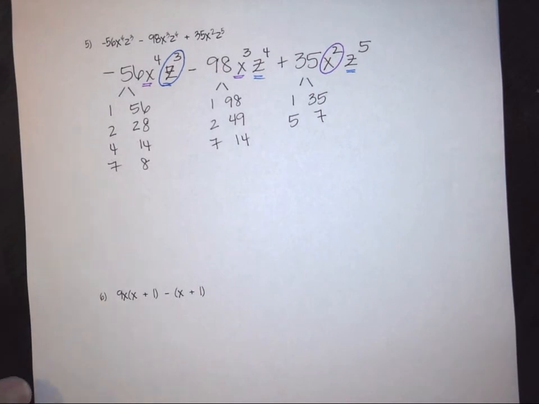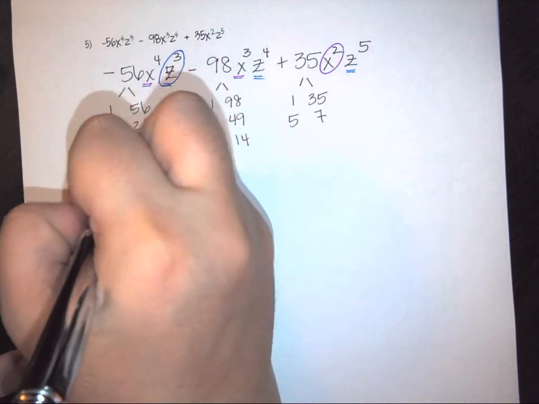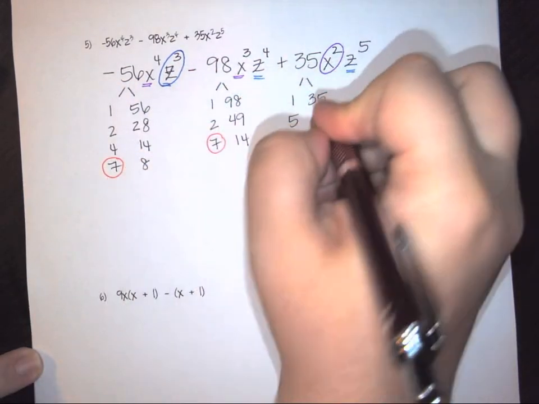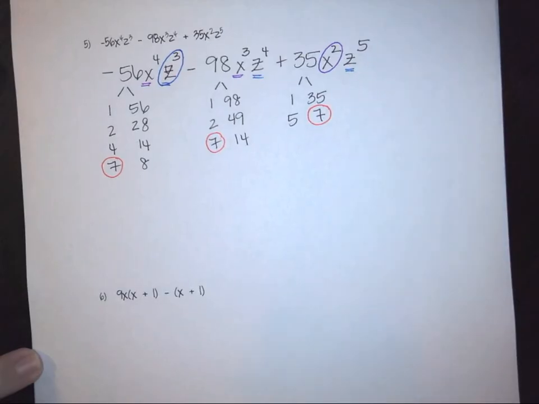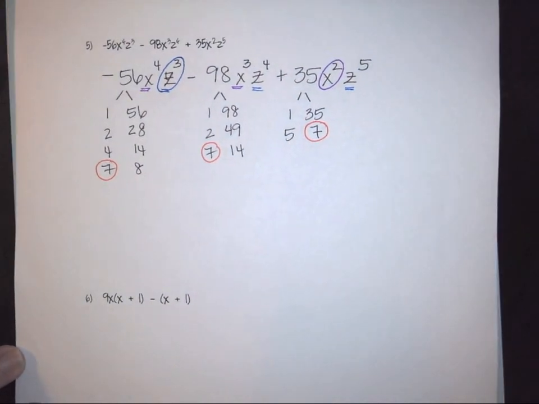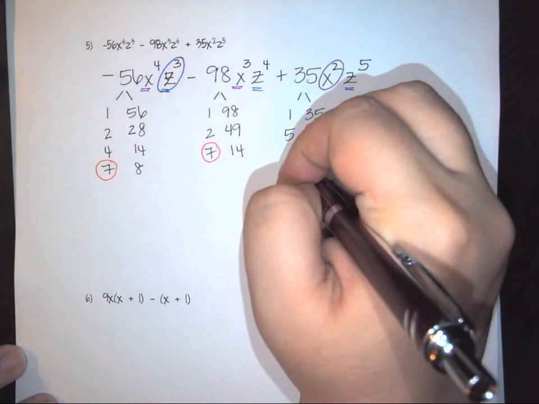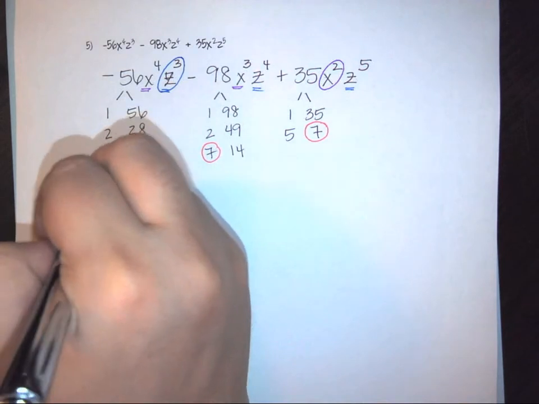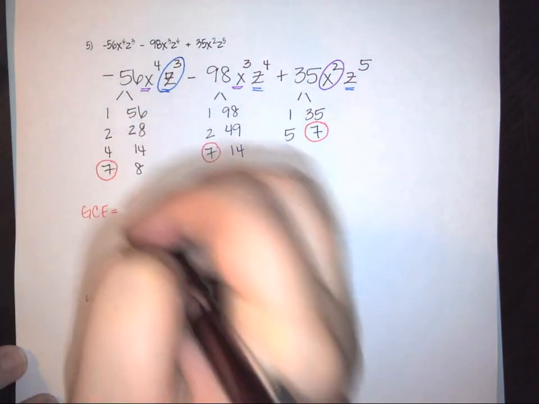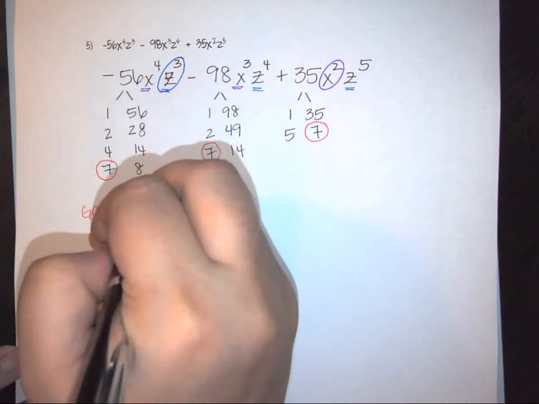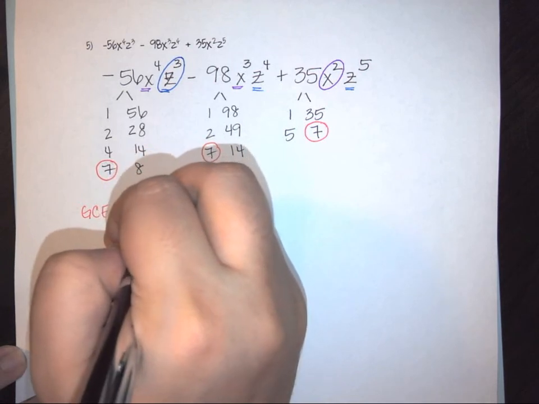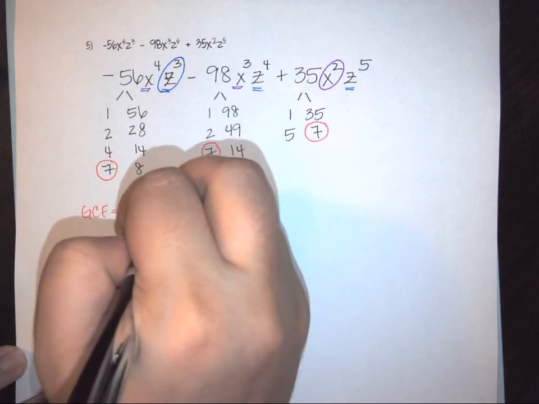Alright, so when I'm looking at these again, I want to have the greatest value that's in common with all of them. So I have a 7, and a 7. So here, if we put it all together, it says that my greatest common factor is going to be made up of 7 x squared z cubed.